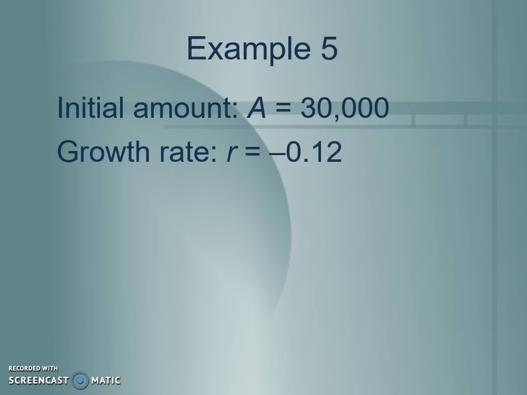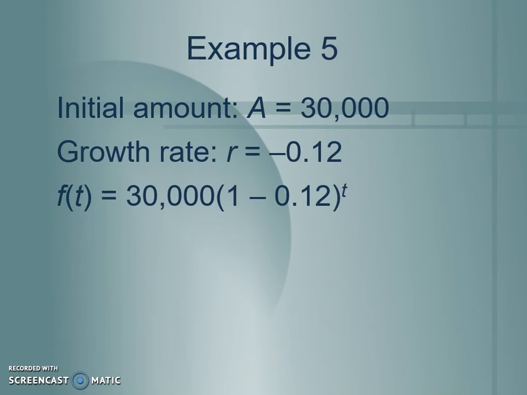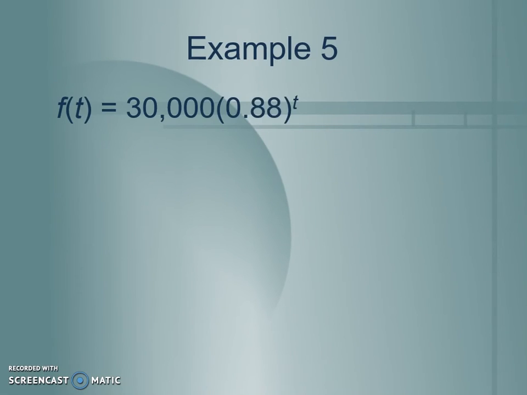First thing, we know that our initial amount is $30,000 and that our growth rate is negative 0.12, or negative 12%, because it is decreasing. So when we take those values into our function, we get f of t equals 30,000 times the quantity of 1 minus our 12%, or 100% minus 12%, to the t power. 1 minus 0.12 is 0.88, so we can go ahead and consolidate those. So that's our function that we're going to use here.